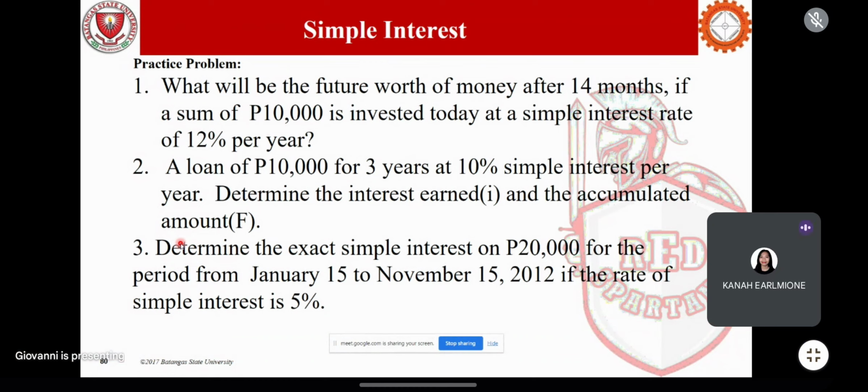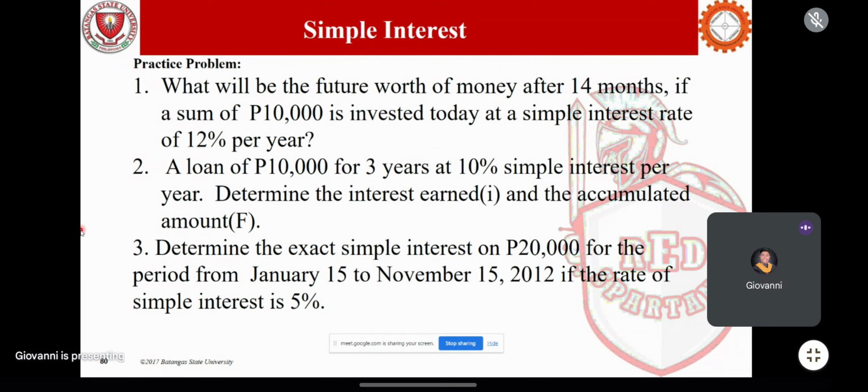Sir, ang kinukuha po dito ay yung interest po, since exact simple interest po. Ang nakuha ko po, sir, is 847.222. Ang 847 po.